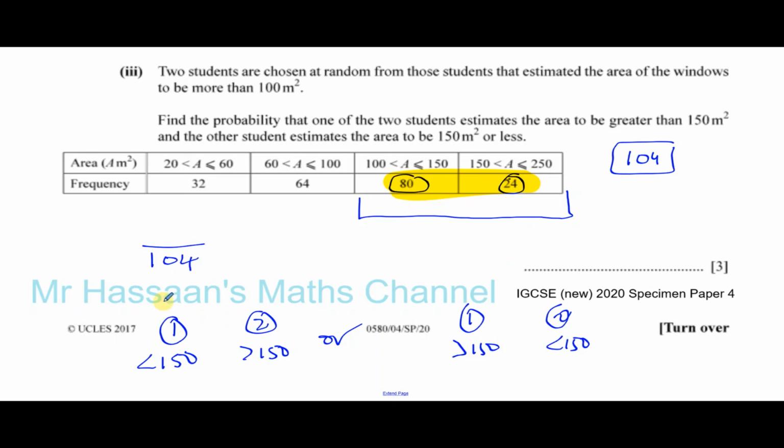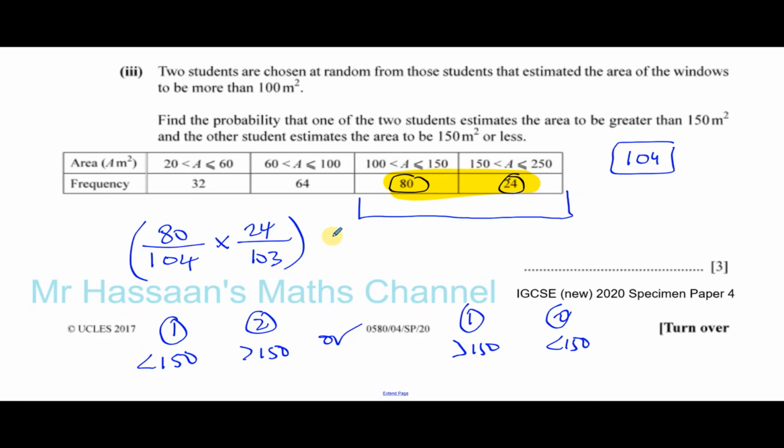Okay, so let's say we deal with this. The ones that estimated less than 150 is 80. So you've got 80 over 104 times, and then the ones that estimated more than 150, there's 24 students, and those 24 students are still there, but there's one student less in the total because we've already chosen him. So it's going to be times 24 over 103. And then the other outcome is that you could have had the first student choosing more than 150, which would be 24 over 104.